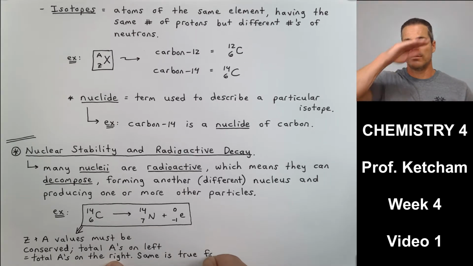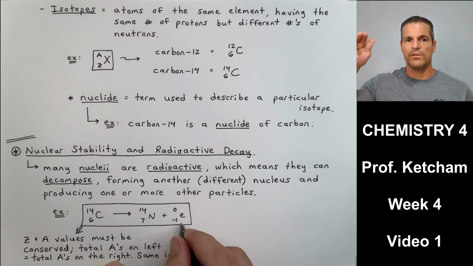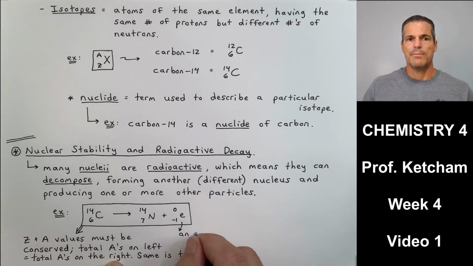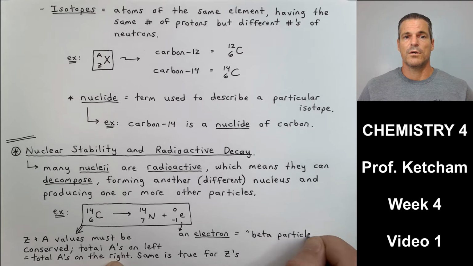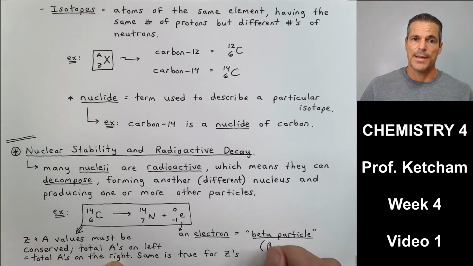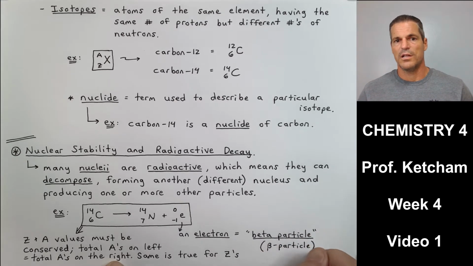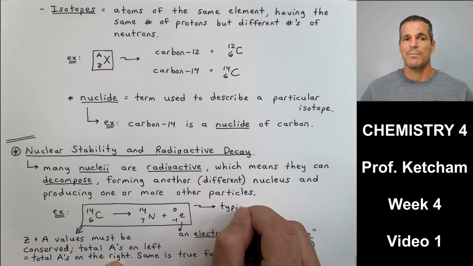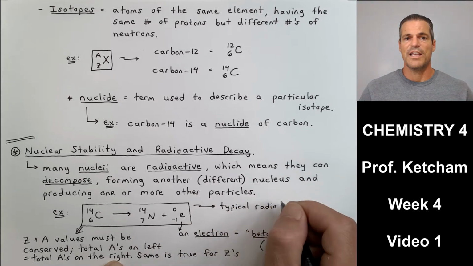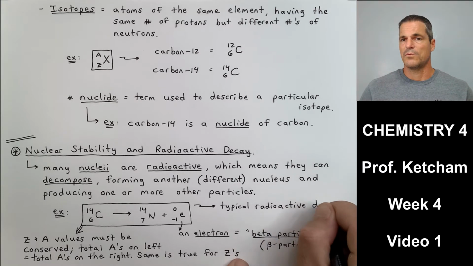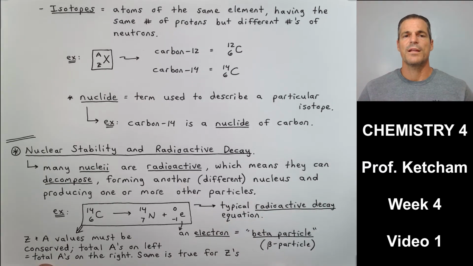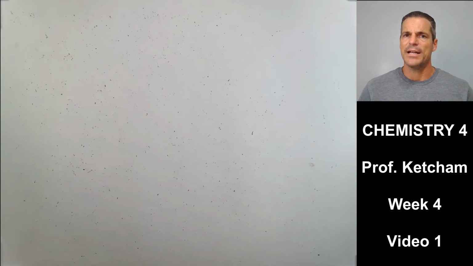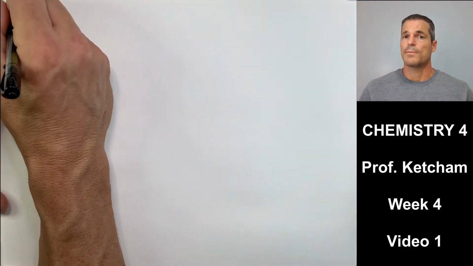If you look at the top row, you've got 14, 14, 0. On the bottom, you've got 6, 7, -1. On the left, it's 14 total; on the right, it's 14 total. On the left, it's 6 total on the bottom; on the right, it's 6 total with the 7 and -1. That's what they mean by conserved. Total A's on the left equal total A's on the right, and total Z's on the left equal total Z's on the right. And that last particle is a beta particle, an electron. We'll talk more about that in a second.